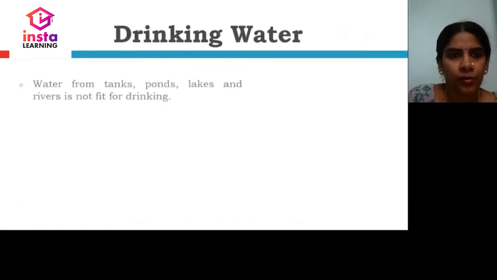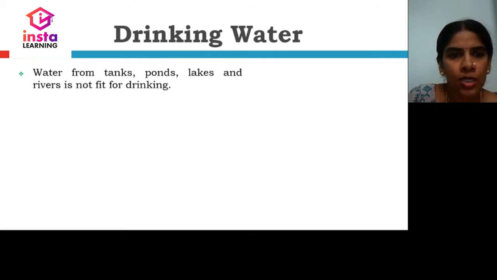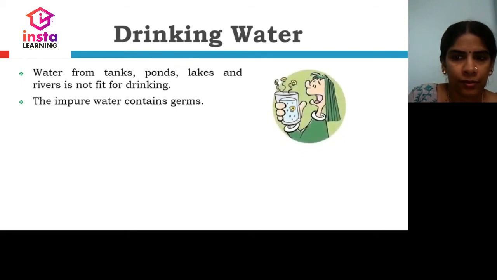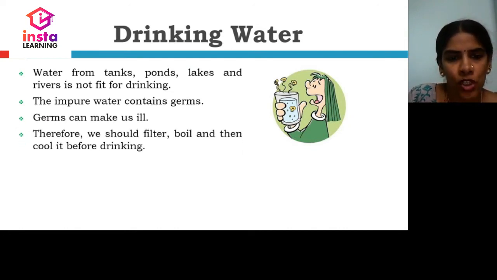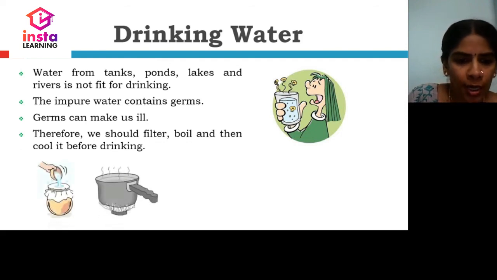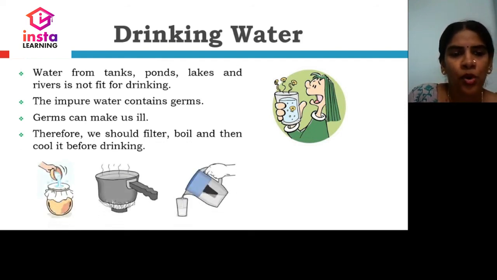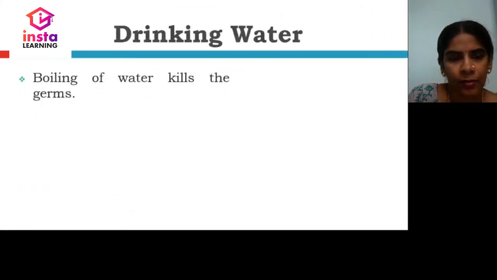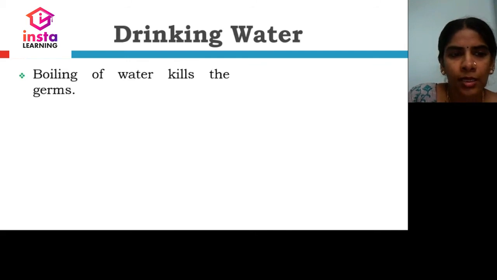Drinking water. Water from tanks, ponds, lakes and rivers is not fit for drinking. The impure water contains germs. Germs can make us ill. Therefore, we should filter, boil and then cool it before drinking. Boiling of water will kill the germs.